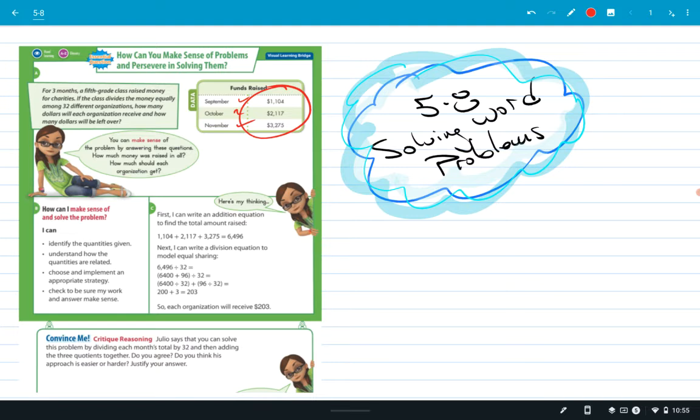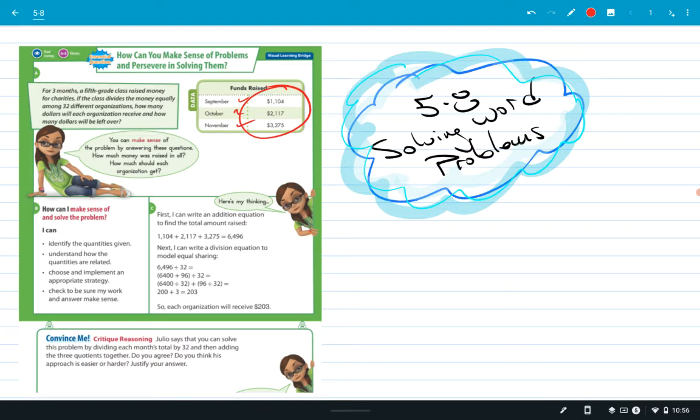Mr. Hinkle. So let me ask you, how would you figure out how much money each organization would get? There was 32 organizations. What would you do? You can see how much money each group made each month, and you have to divide that up evenly into 32 organizations. How would you do that? Mr. Hollenbach. You would add them up and divide. Yeah, you just add them up and divide.